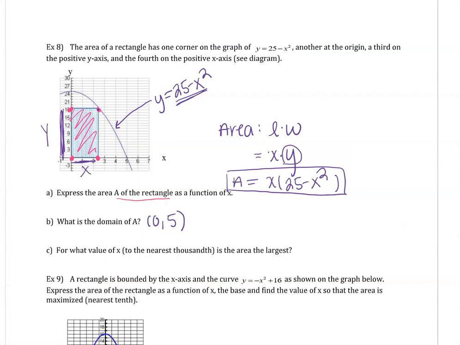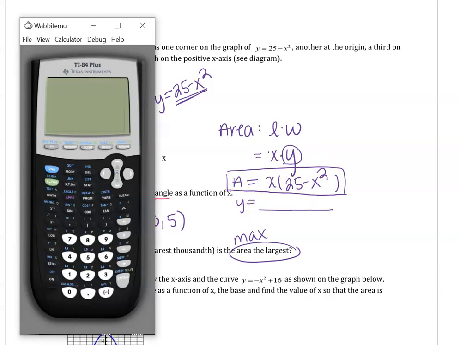So it says, for what value of x to the nearest thousandth is the area the largest? So now this is where we're looking to maximize our area. So I plug this in for y equals, and see what happens. Okay, so I went ahead, I plugged it in for y equals, I did a zoom 6 to reset my window. I'm going to go ahead and go to the table of values to see what's happening.